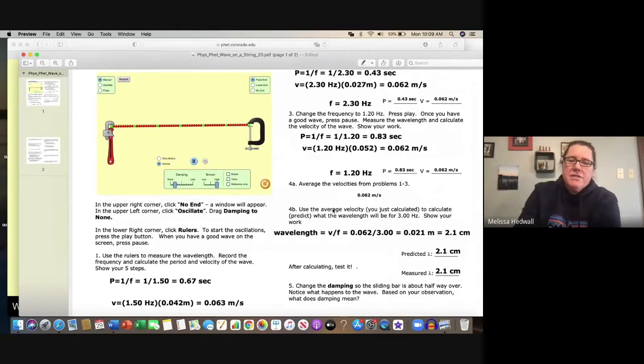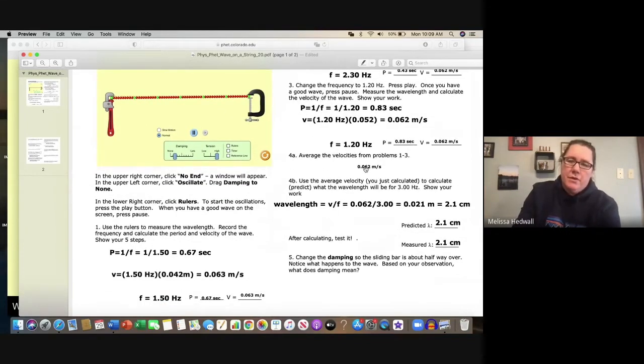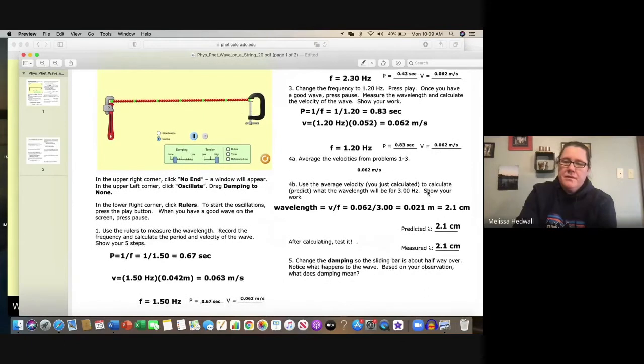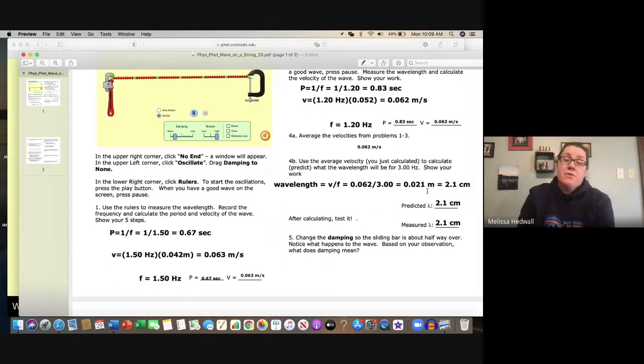It says average the velocities from problems 1 through 3. Well, this one was 0.063, 0.062, 0.062. Those will end up averaging at 0.062. 0.062333333 if we want to get really technical. Then it says to use the average velocity that you just calculated to calculate and predict the wavelength would be for 3.0 hertz.